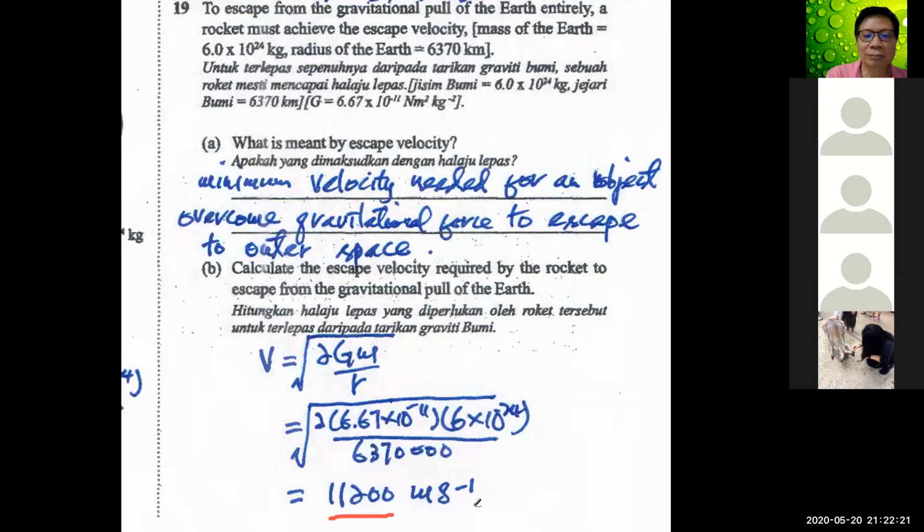A normal aeroplane cannot have this speed. A rocket can, a rocket is very fast. Once a rocket launches, it can go faster than this. That's why the rocket can escape from the gravity. Speed is very important.